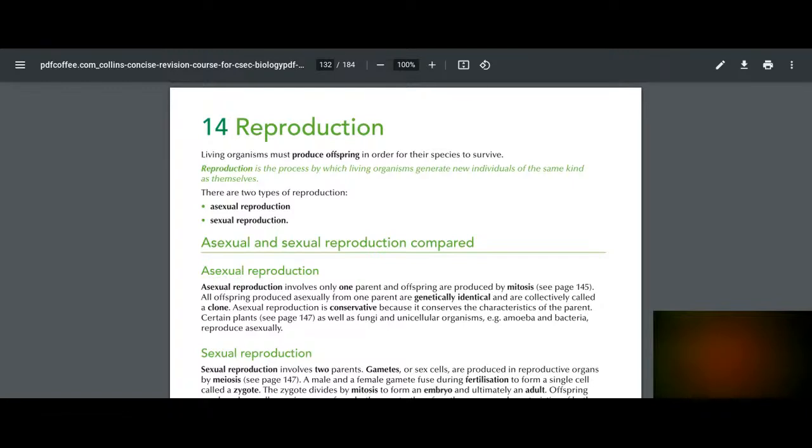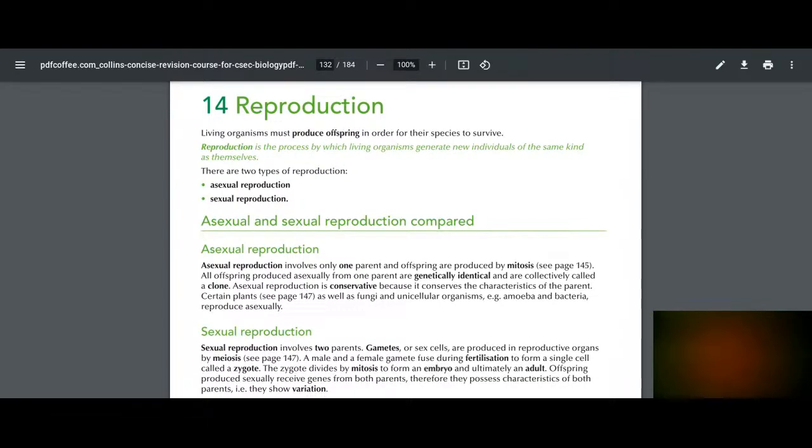So, what is reproduction? Reproduction is the process by which living organisms generate new individuals of the same kind. There are two types of reproduction: asexual and sexual.